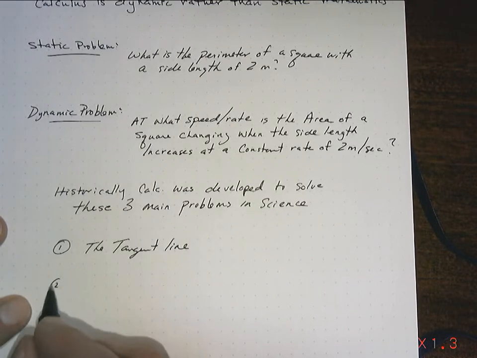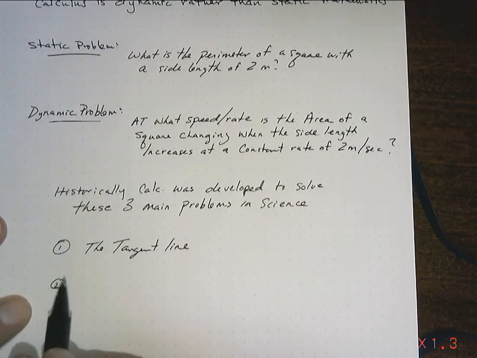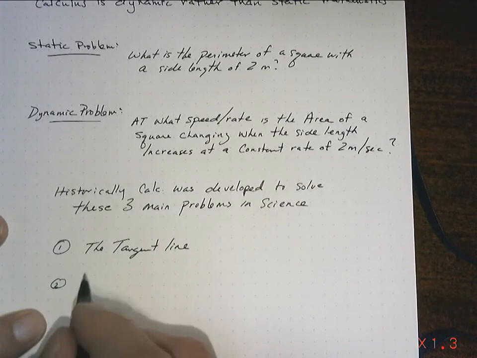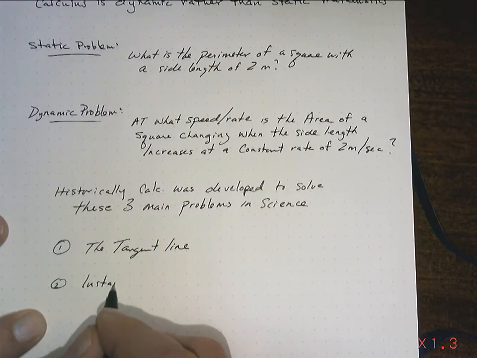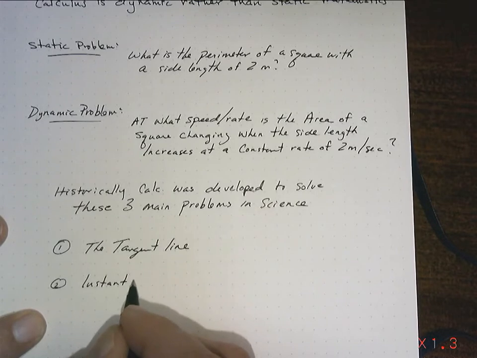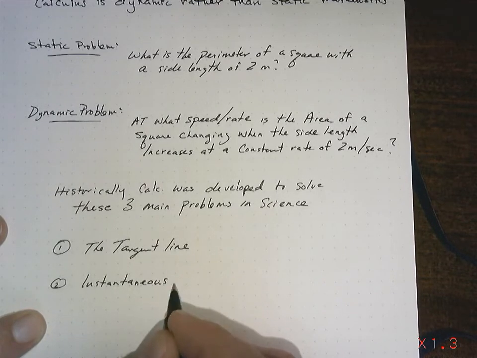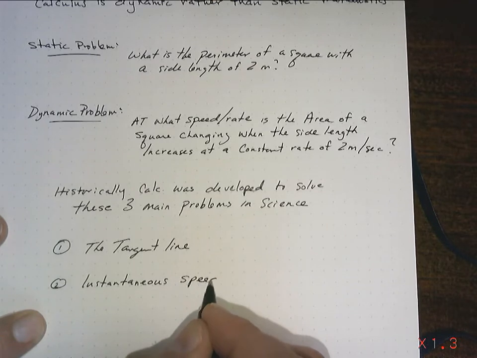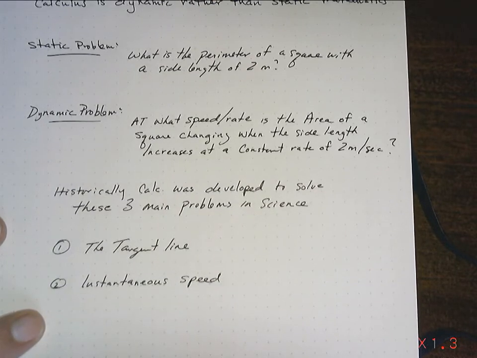Number two, physics. The physicists needed calculus because they needed to talk about instantaneous speed. They needed to talk about change that was happening right now, not average change. Average change is easy, but instantaneous change, what's happening right now, that's a hard concept.